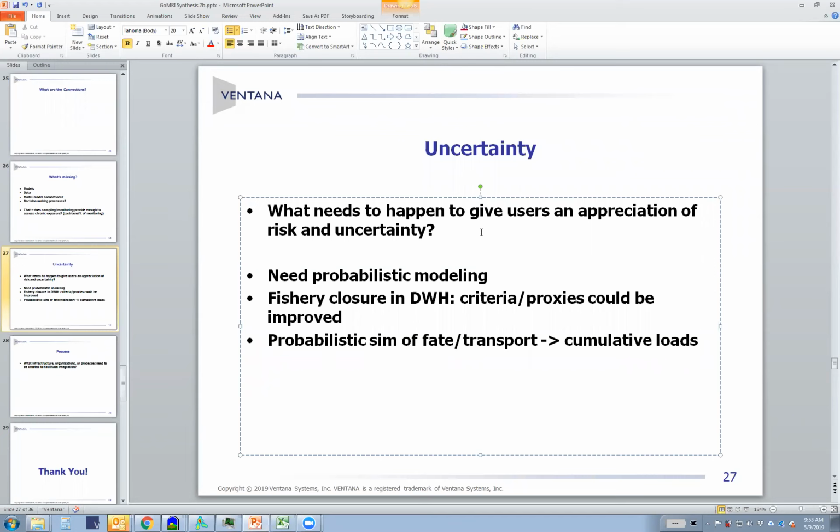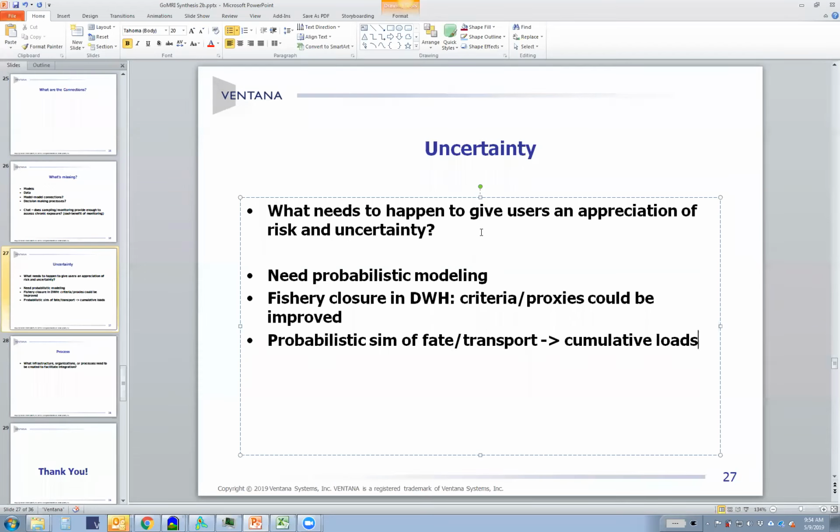Oh, so for example, you'd take a lease block and say, okay, if you have X amount of activity in here, what's the distribution of possible cumulative loads on each segment of the coast, or the seafloor, and how it's affecting different parts of the ecosystem. Yeah. That could be done with probabilistic scenarios, the same as what I showed about the forecasting system.